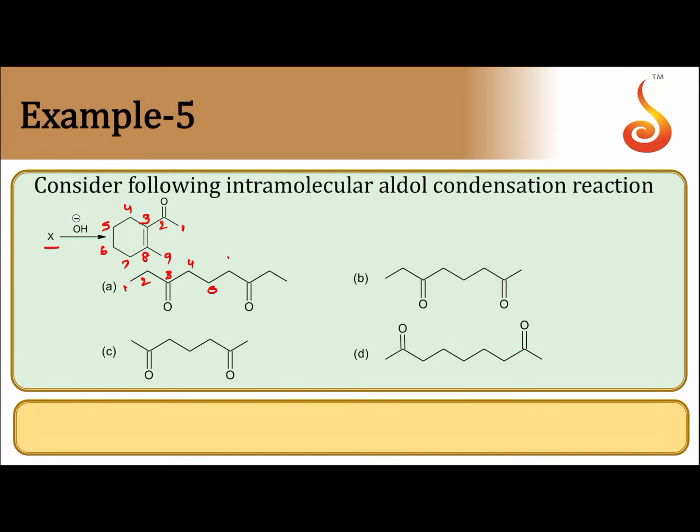1, 2, 3, 4, 5, 6, 7, 8, 9. Means option A is possible because it has 9 carbon atoms. Option B, 8 carbon atoms only are there, not possible. Option C, 7 carbon atoms only are there, not possible. Option D, 9 carbon atoms are there, possible.